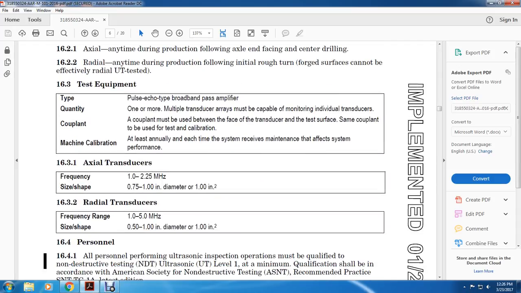16.3.1 Axial transducers. Frequency 1.0 to 2.25 megahertz. Size and shape 0.75 to 1 inch diameter, or 1 inch squared. 16.3.2 Radial transducer. Frequency range 1.0 to 5.0 megahertz. Size and shape 0.5 inch to 1 inch diameter, or 1 inch squared.